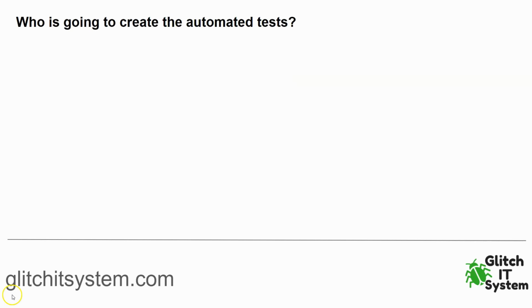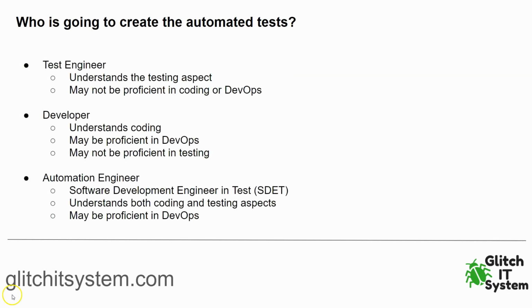So who is going to create the automated tests? We have kind of three tiers of people. Test engineers may understand the testing aspect of writing test cases, but they may or may not be proficient in coding or DevOps. And if you don't know what DevOps is, it's related to build and release and all that stuff. DevOps is important when you get to the CI/CD, continuous integration and deployment part. If you're not there yet, then don't worry about it, but focus on the coding part more.